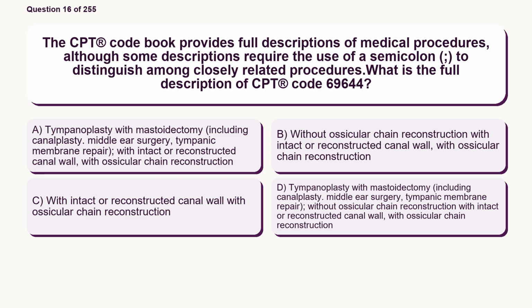Middle ear surgery, tympanic membrane repair, with intact or reconstructed canal wall, with ossicular chain reconstruction. Option B, without ossicular chain reconstruction with intact or reconstructed canal wall, with ossicular chain reconstruction. Option C, with intact or reconstructed canal wall with ossicular chain reconstruction. Option D, tympanoplasty with mastoidectomy, including canalplasty.